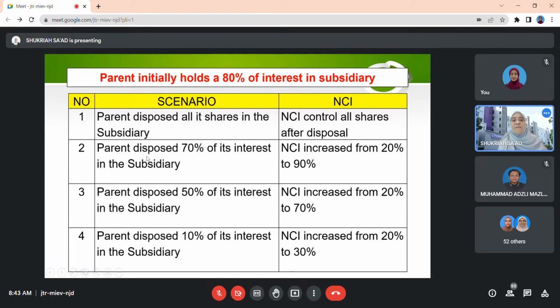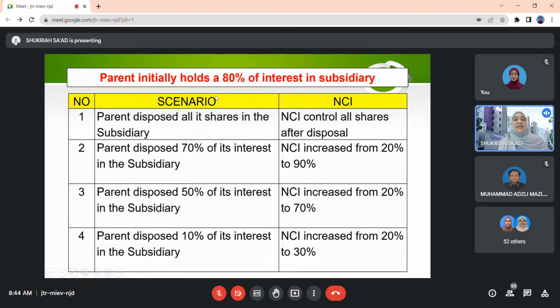Okay, second scenario, parent disposes 70%. So 80% minus 70%, now the parent's or investor's percentage of interest in the investee is only 10%. So the 10% relationship will be a simple investment, okay, because it is less than 20%. So NCI controlling interest will increase from 20% to 90%. Okay, from 20 to 90%, because the interest here is a simple investment of only 10%, because 80 minus 70.